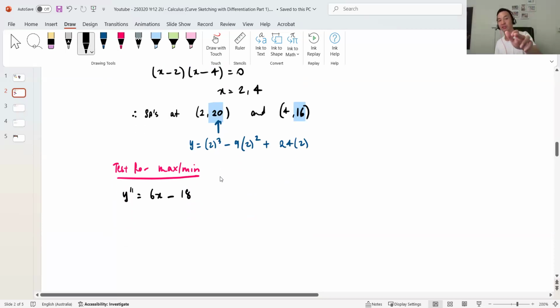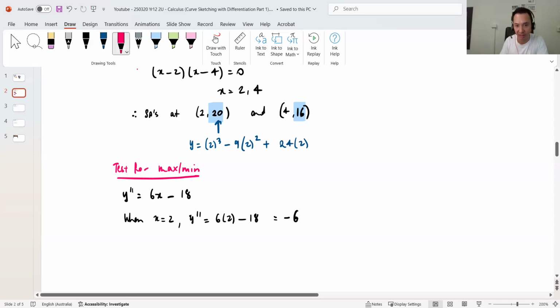And then I'm going to sub my stationary points into here to see whether it's greater than 0. If it's greater than 0, happy face, minimum. If it's less than 0, sad face, maximum, right? So when x equals 2, y double dash equals 6 times 2 minus 18. Guys, what's that? 12, that's minus 6. So when x equals 2, it's minus 6, which means it's a sad face. Therefore, maximum stationary point at (2, 20).